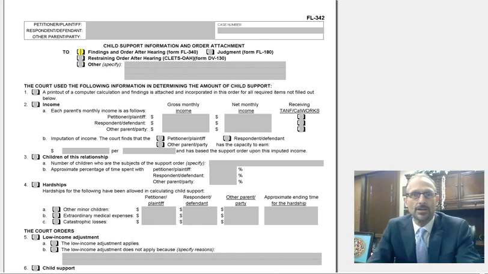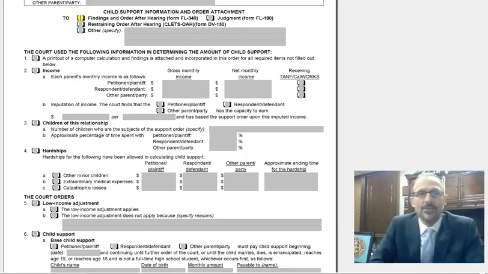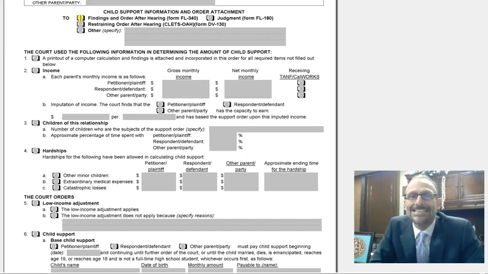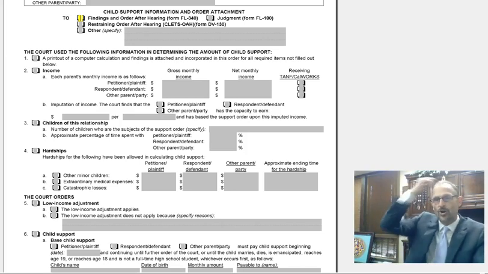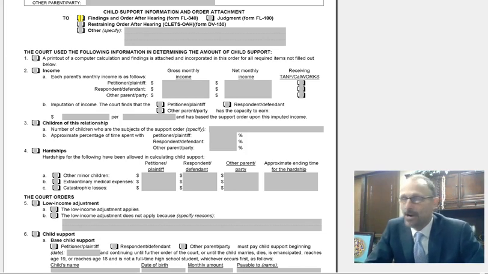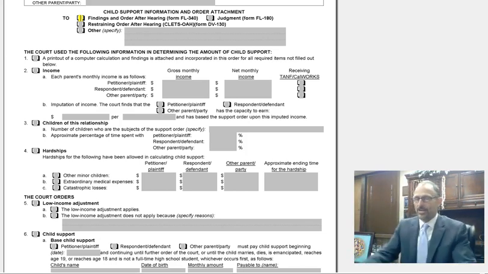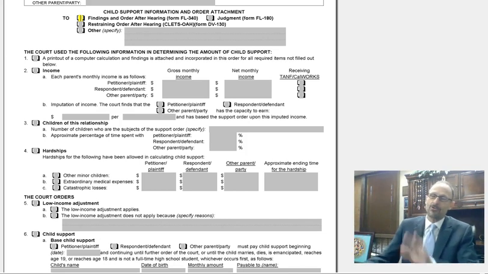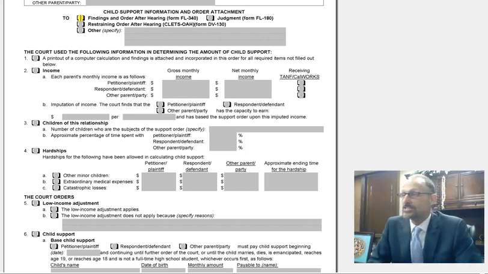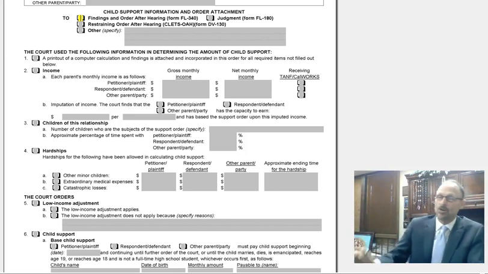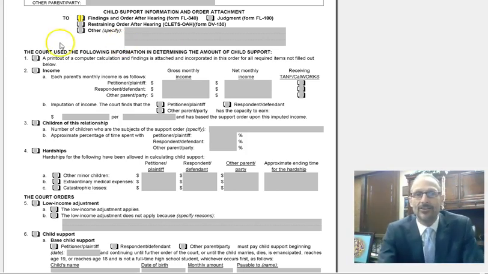Okay. So number one, printout of the computer calculation and findings is attached and incorporated in this order for all required terms not filled out below. So if you've got the ex-spouse or the DissoMaster or child support calculator, and you've put all your information in there and can print it out, you can attach this. It's probably going to have all these numbers, so you don't need to add them. But if you don't, you need to add the information in here. If you've attached it, go ahead and mark 1. If you have not, mark 2, and you're going to need to fill this information in.